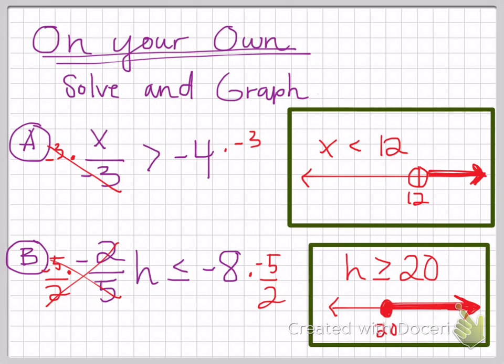Alrighty. x is less than 12. Open circle, move it to the right. That should have been your A. Good job. High five yourself if you got it.